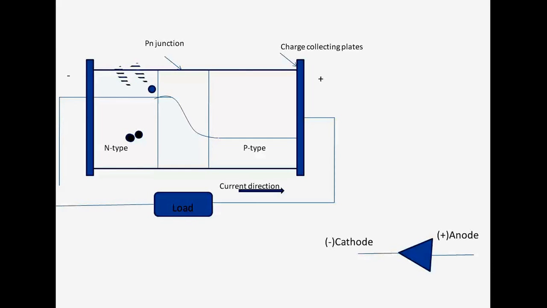Here the energy released by the photon having some energy equivalent to the band gap energy, only that part of the wavelength will be useful to generate the photocurrent here. So this is equivalent to the diode like this, with the anode and cathode. So this is the p type and n type materials. The hole conduction is from P to N and electron conduction is from N to P through the load. And these two plates are called charge collecting plates.